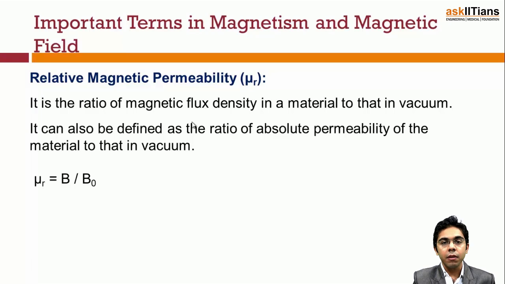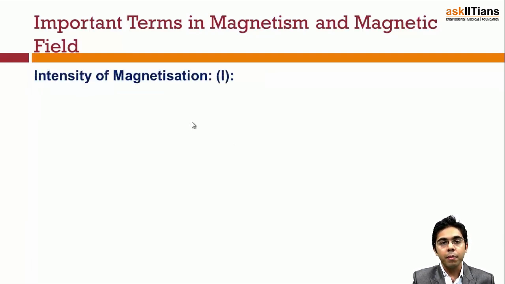B is the magnetic flux density in the material. And what is B naught? B naught is the magnetic flux density in the vacuum. Or else we can define mu r is equal to mu by mu naught. That is, absolute permeability of the material to its vacuum. Mu naught is in the vacuum.